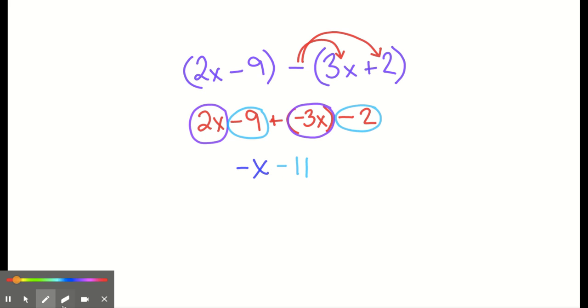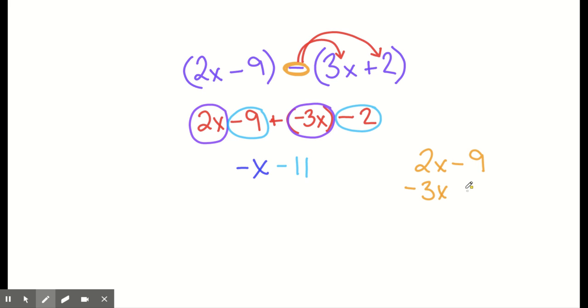Let me go ahead and show you how to do this vertically. You would go about the same process. You do want to distribute this negative first so that you're still adding, okay? So we're going to keep 2x minus 9 the same, but we distributed this negative. So now we have a negative 3x and we have a negative 2.